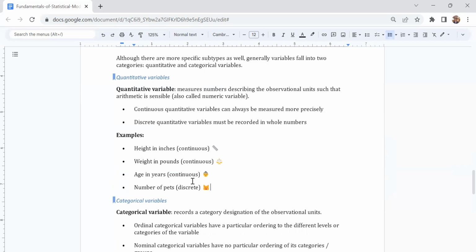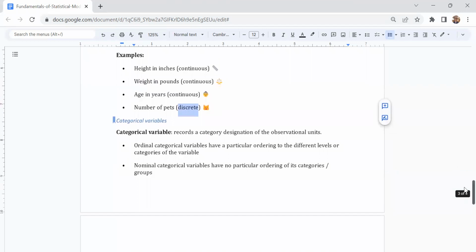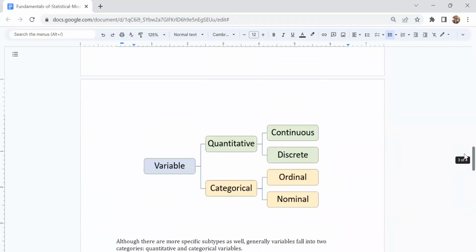The number of pets that someone might have, that's an example of a discrete quantitative variable. So discrete means it must be in whole numbers. Okay. So you can't have 1.5 pets. You can't have 1.52 pets. You have to have either 0, 1, 2, 3. Okay. So these must be whole numbers. So those are the types of quantitative variables that we'll deal with.